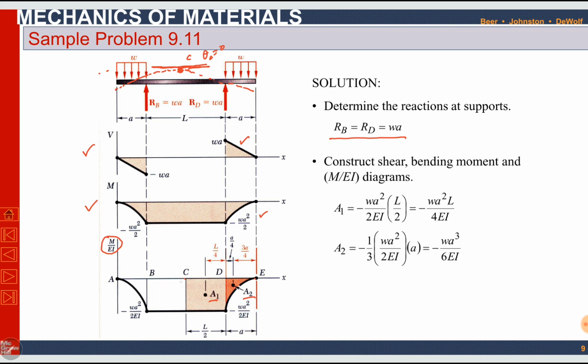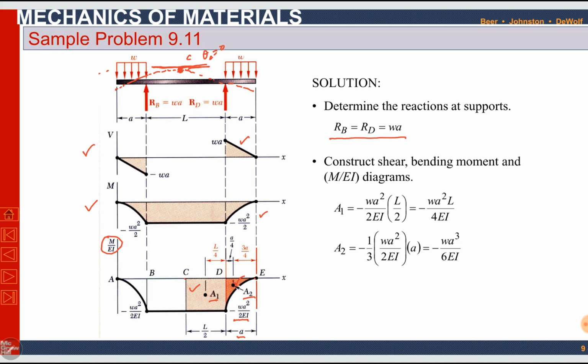A1 is rectangle, so it is length into width, L by 2 into WA square divided by 2EI. So WA square divided by 2EI into L by 2. This minus sign shows area is below the horizontal line. Similarly, A2 is parabola, so 1 over 3 into height into base, and base is A. In this case, height is minus WA square divided by 2EI. So we have found these two areas, A1 and A2. Here are the calculations. A1 is minus WA square L divided by 4EI. A2 is minus WA cube divided by 6EI.